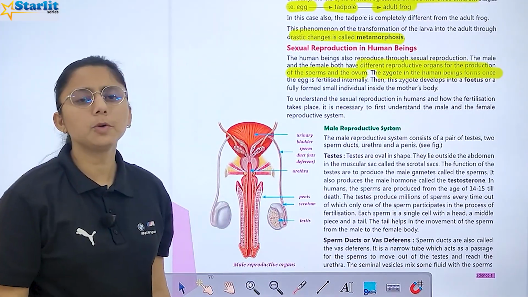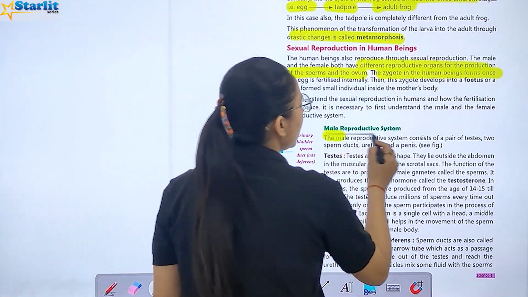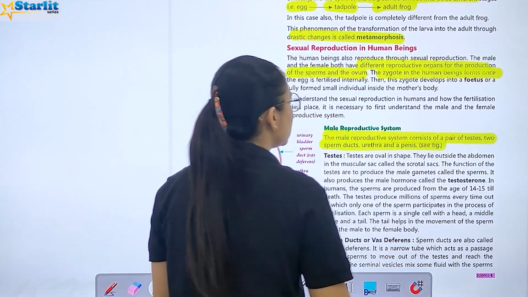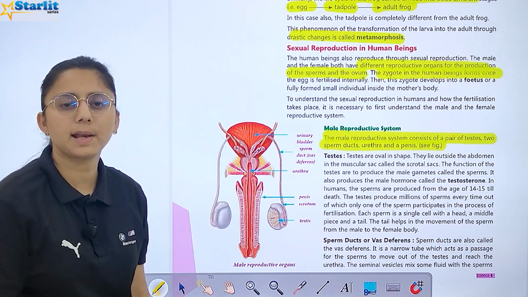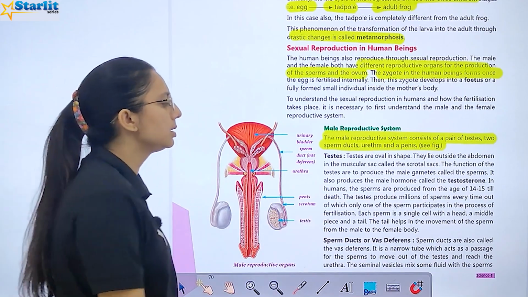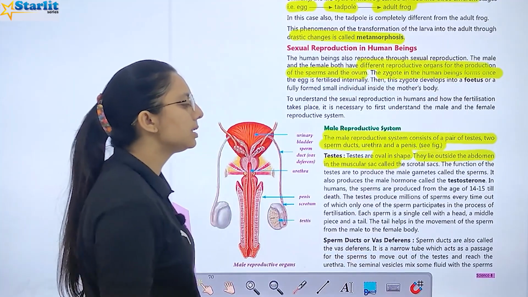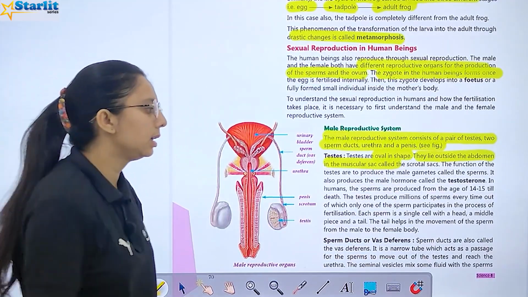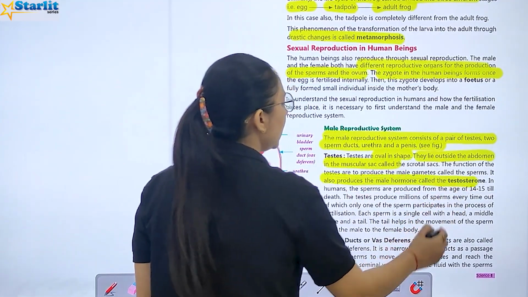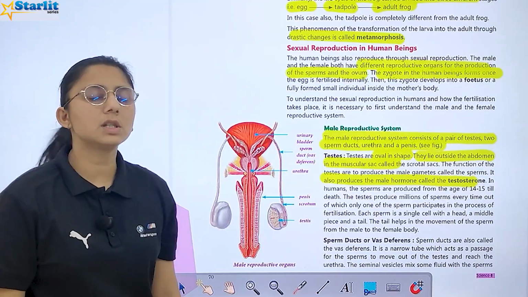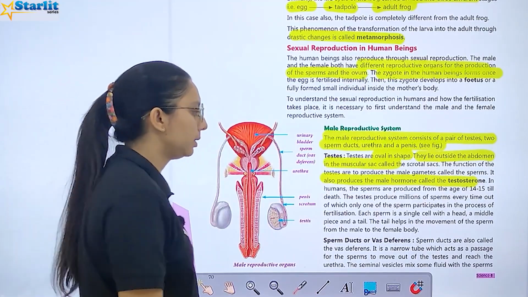Then we have the male reproductive system. The male reproductive system consists of a pair of testes, two sperm ducts, and urethra and penis. If we talk about the testes, they are oval in shape and lie outside the abdomen in a muscular sac, which we call the scrotal sac, and they produce the male hormone called testosterone, which is produced at the age of 14 to 15.